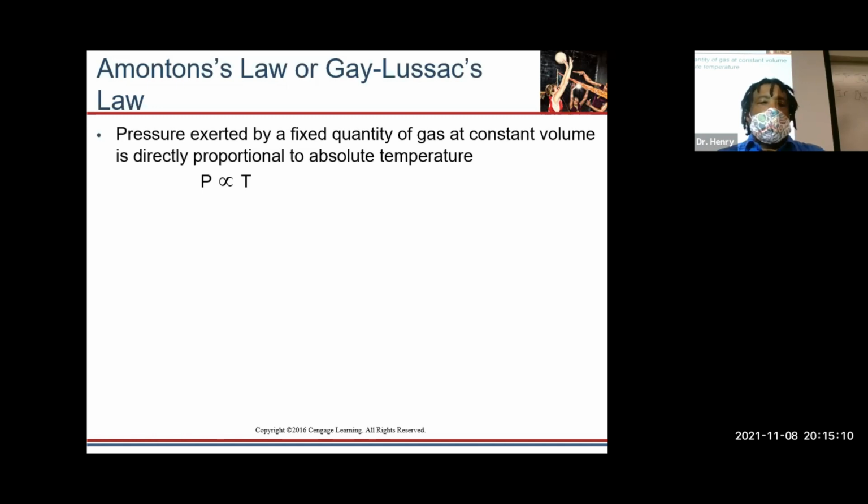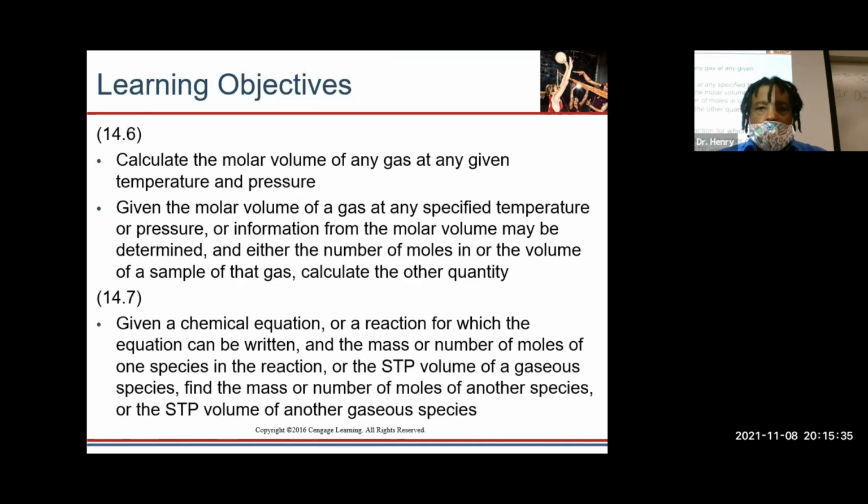Okay, so we've talked about Boyle's Law, we've talked about Charles's Law, and we talked about the combined law, right? So there's also the Gay-Lussac's law, which basically looks at pressure versus temperature. So as pressure goes up, temperature goes up. Kind of like what we saw with volume.